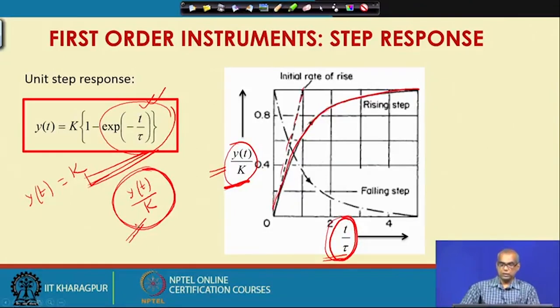Also, at t by tau equal to 1, that means at t equal to tau, the output that you get will be 63.2% of the final response. So, this is a characteristic of first order instruments, that at time t equal to tau, you will achieve 63.2% of the final response.